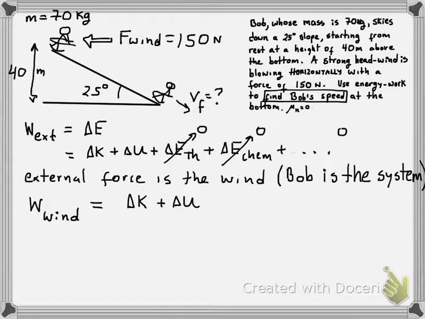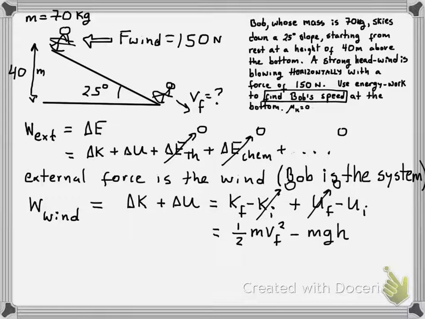So our equation says that the work done by the wind on Bob is going to be equal to the change in the kinetic energy of Bob plus the change in the potential energy of Bob. The change in the kinetic energy is defined as final kinetic energy minus initial kinetic energy. The initial kinetic energy is 0 because the statement says that Bob starts from rest. The change in potential energy is the final potential energy minus the initial potential energy. Since we are calculating the velocity of Bob at the bottom of the hill, we can assume that the bottom of the hill has a height equal to 0. So the final potential energy is going to be equal to 0.